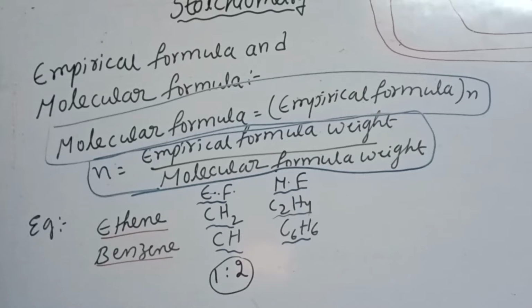Take one more example: benzene. The empirical formula of benzene we can write simply as CH. The molecular formula is C6H6. So this is the difference between empirical formula and molecular formula for a given compound.